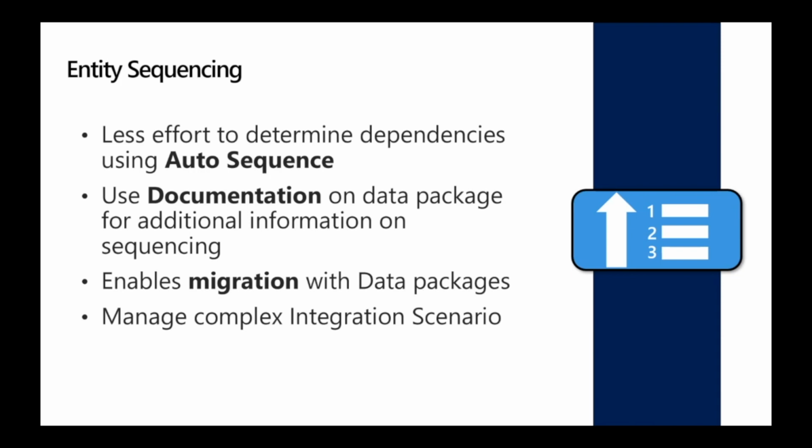We have a lot of entities. Some of the entities will be depending on data which is in other entities. So it is important that we know what kind of sequence we're going to use. So for that, the framework will help us making sure that we can do auto sequences.